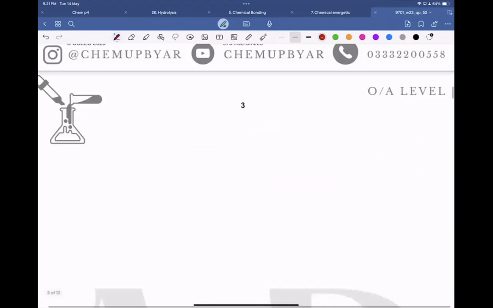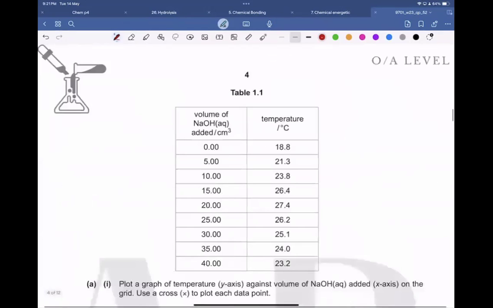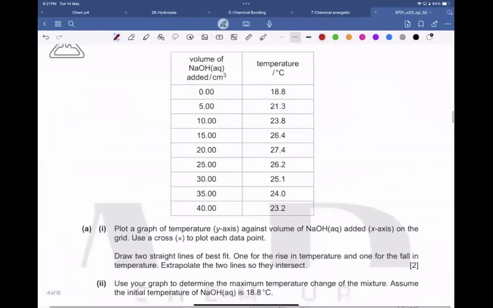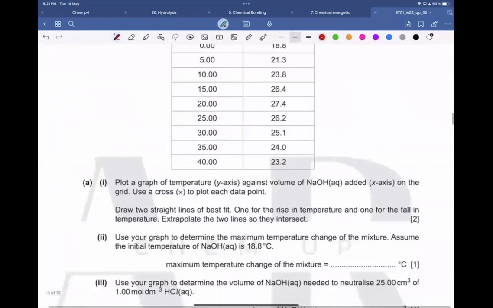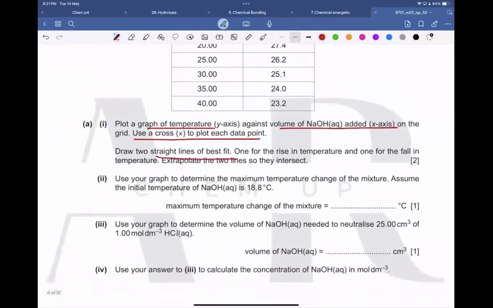Now, here we got the results. What they are saying is: plot a graph of temperature on the y-axis against volume of sodium hydroxide added on the x-axis on the grid, using crosses to plot each data point. Draw two straight lines of best fit, one for the rise in temperature and one for the fall in temperature. Extrapolate the two lines so they intersect.